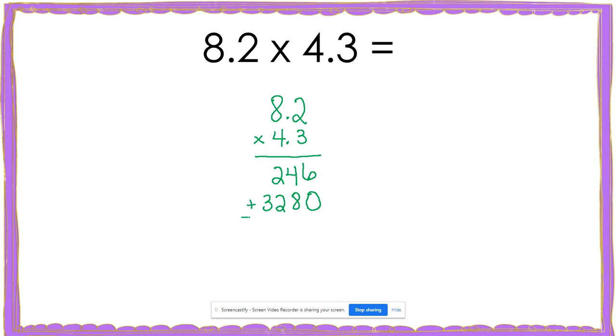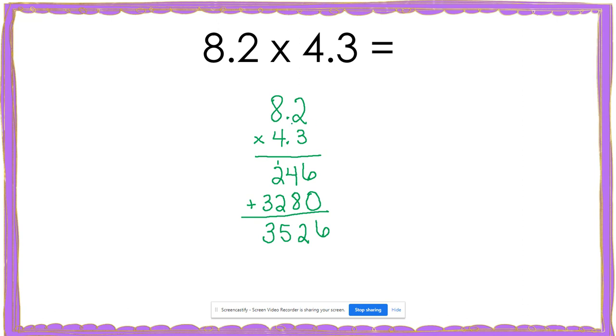I need to add these together. 6 plus 0 is 6. 4 plus 8 is 12. Carry my 1. 1 plus 2 is 3. 3 plus 2 is 5. And I don't have anything to add to 3, so I'm just going to rewrite it.